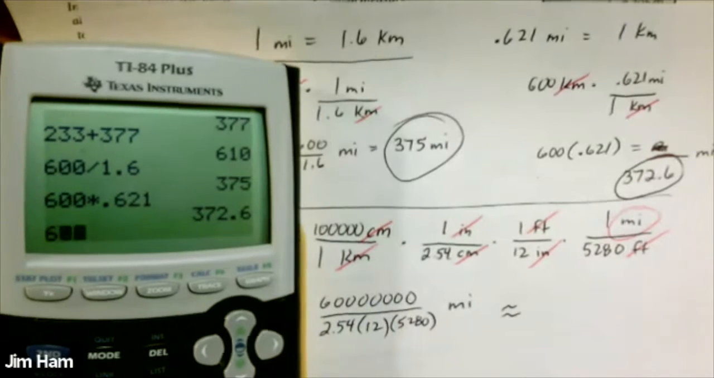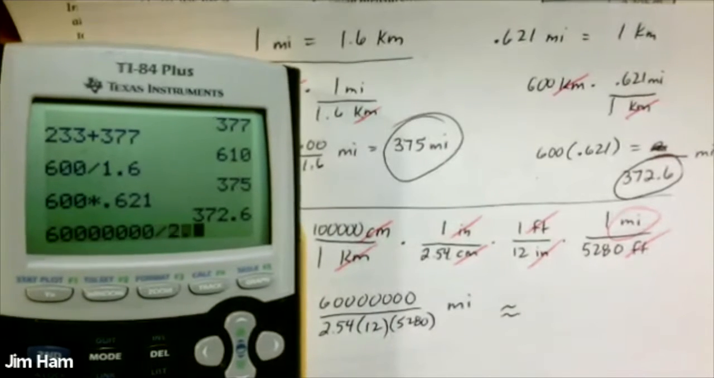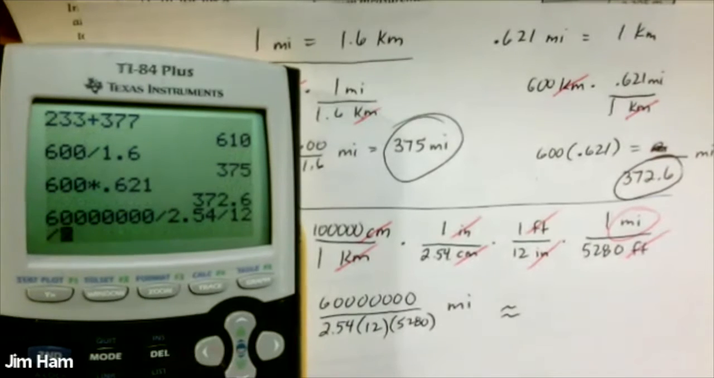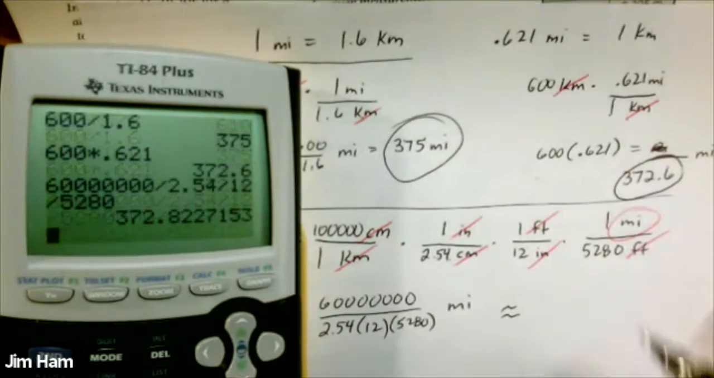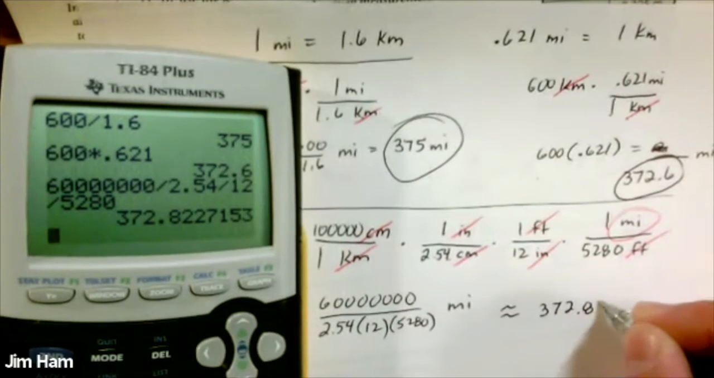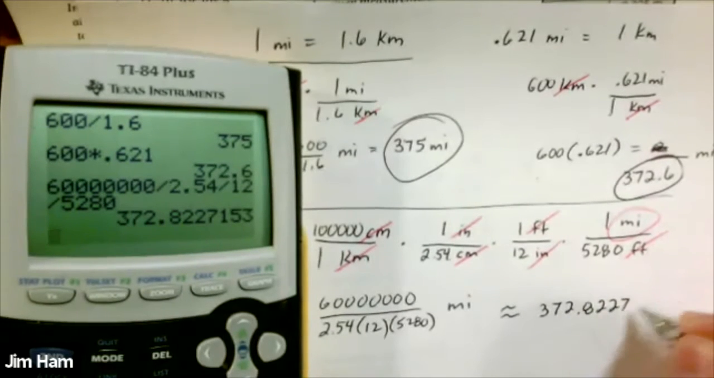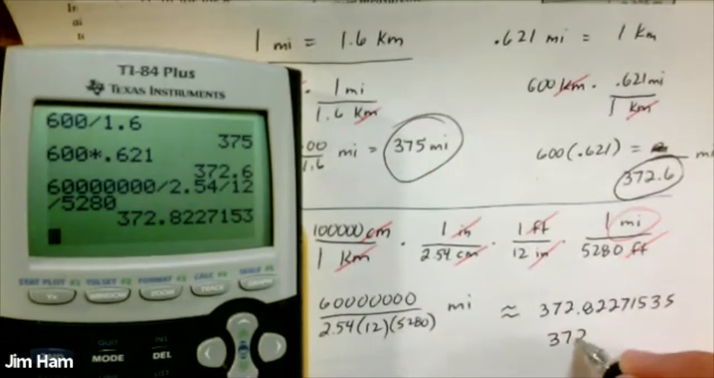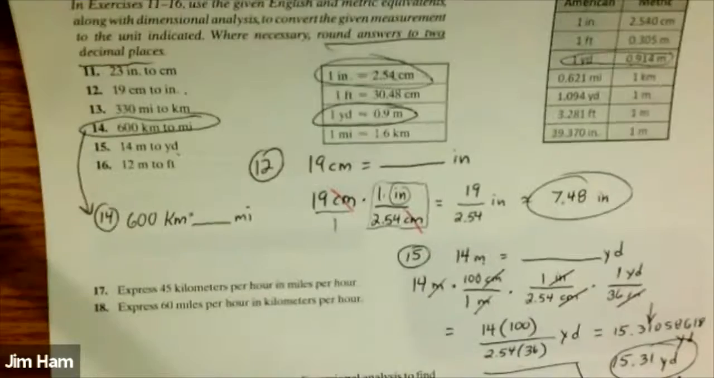We want to divide by the 2.54, divide by the 12, and divide by the 5,280. And there you see again, this is the other answer that I saw in there. So this one also is correct. 372.82.